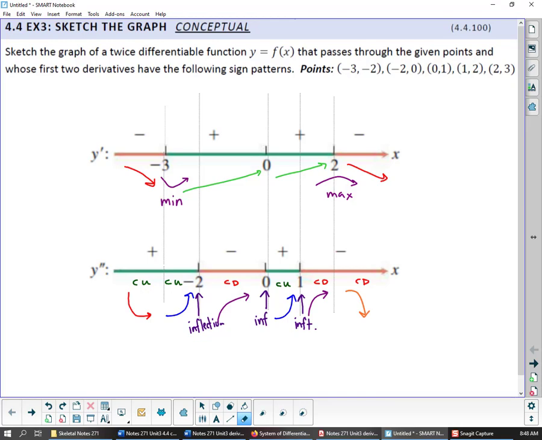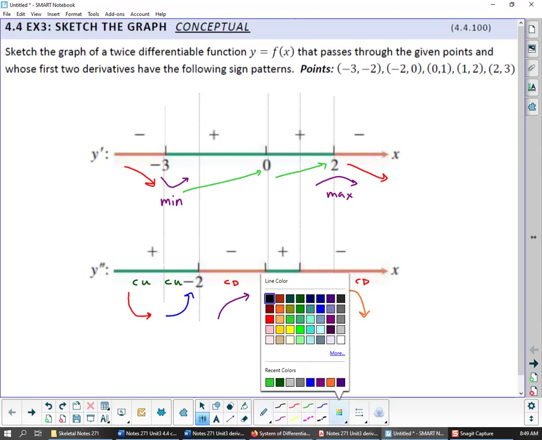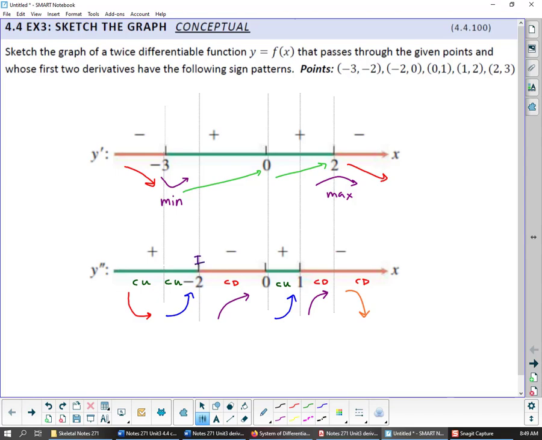Now, my handwriting looks a little messy, so I'm going to erase these inflection values there. Let's do that. There we go. One more. Take that out of there. So I'm just going to write an I to represent inflection. Inflection, inflection, inflection. That will make it look not so messy.